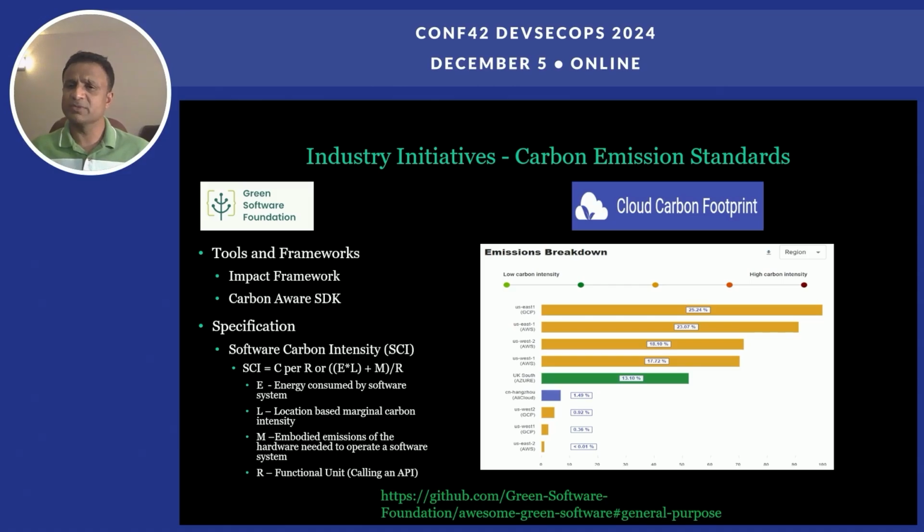Some of the steering members of GSF include Microsoft, Accenture, Intel, and UBS. The slide on the right is the carbon footprint based on regions and cloud providers. This information could be used to calculate your SCI score, which is important.